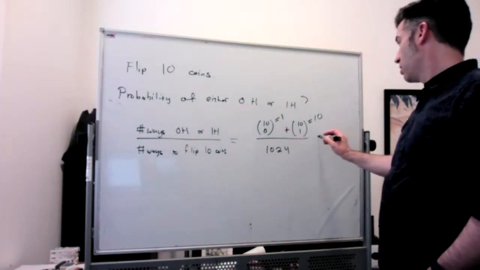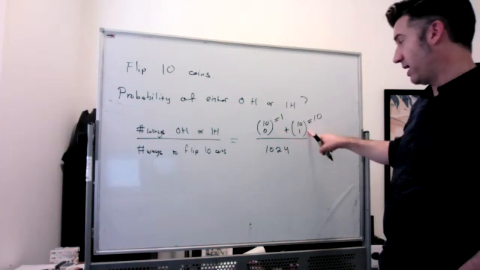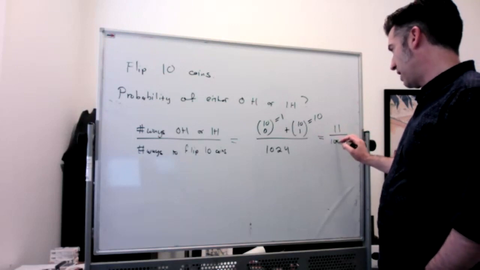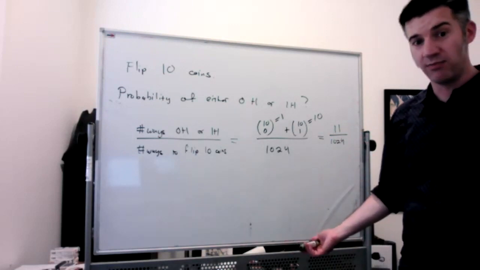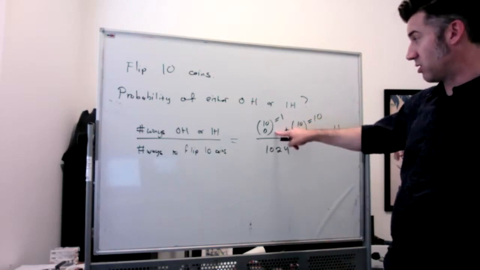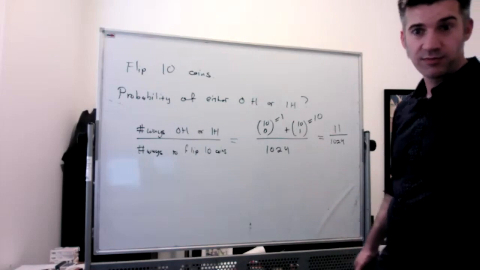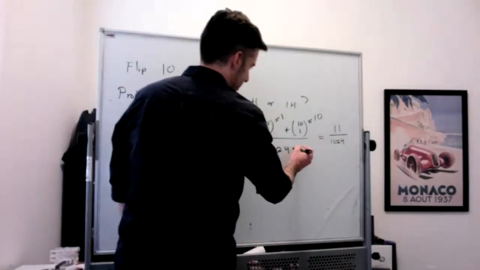So here, the number of ways of getting 1 head is 10 and 0 heads is 1, for a total of 11 out of 1024. So that's the probability of getting 0 heads or 1 head. It's the number of ways of getting 0 or 1 head divided by the total number of ways of flipping 10 coins. Cool. And again, this here is your 2 to the 10.